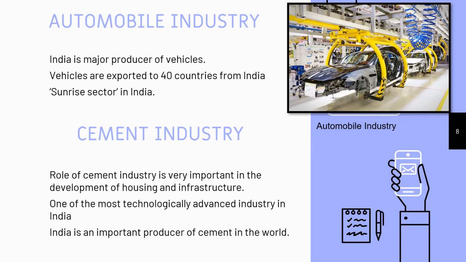The next industry is the automobile industry. India is one of the major producers of vehicles. Vehicles are exported to 40 countries from India. The automobile industry is called the sunrise sector in India. India's tractor industry is the biggest in the world. One third of the tractors manufactured worldwide are produced in India. Tractors manufactured in India are exported to Turkey, Malaysia, and several countries in Africa.